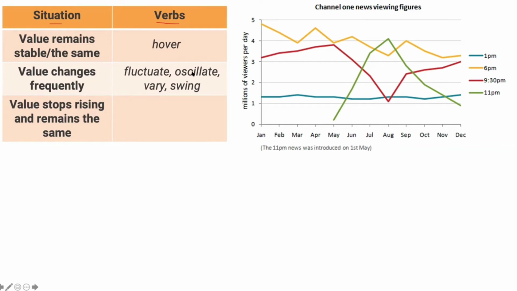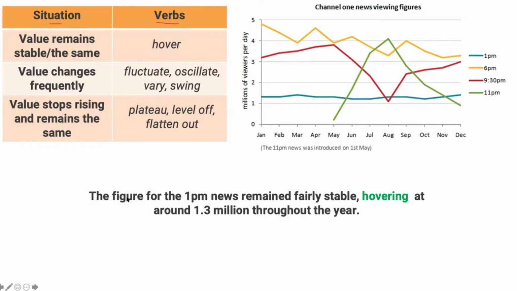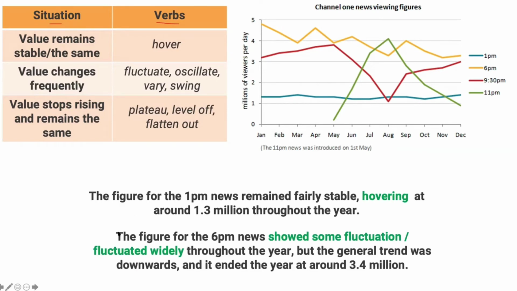If the value changes frequently, like you see the yellow line at 6 p.m., you could say it fluctuates, oscillates, varies, or it swings. And if a value stops rising and remains the same, you could say something like it plateaus, it levels off, or it flattens out. I've been using the third person here. This is what it would be in the infinitive. If we look at some examples, it says, the figure for 1 p.m. news remained fairly stable, hovering at around 1.3 million throughout the year, and that is exactly the case. In this case, the second example, we see the figure for the 6 p.m.